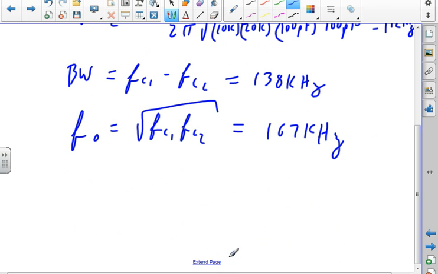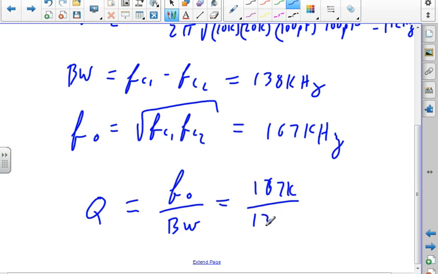And then we want to know the Q. Yeah, we want to know the Q. So that's F0 divided by the bandwidth. 167K, 138K, 1 point something. 1.21. We'll call it 1.21. Why not? Am I done? We're done. That's all I wanted. That was 21.